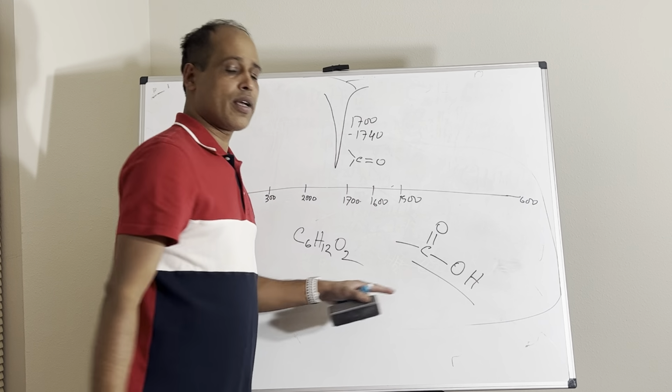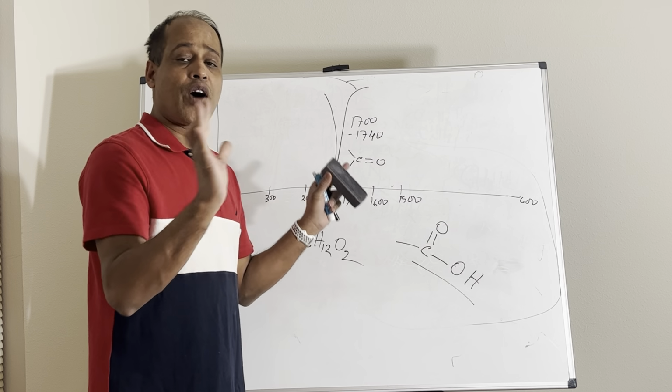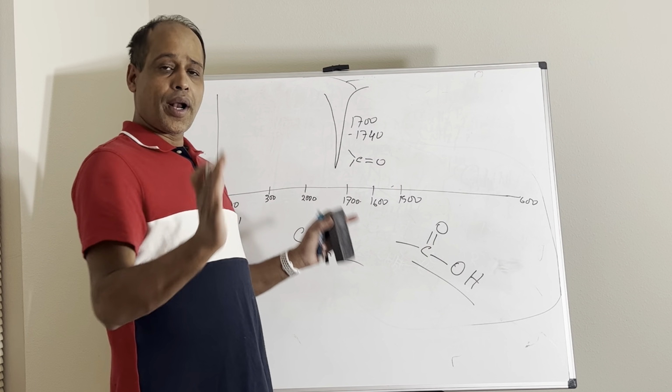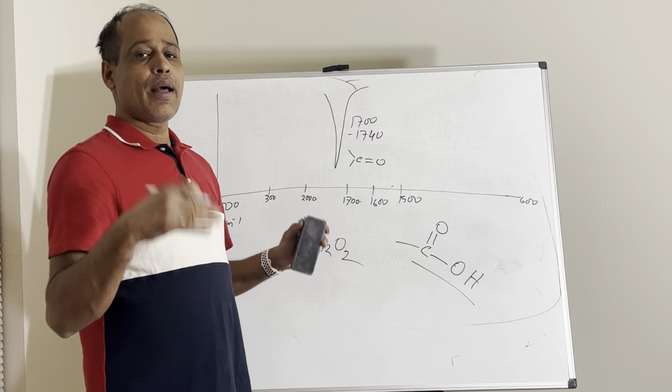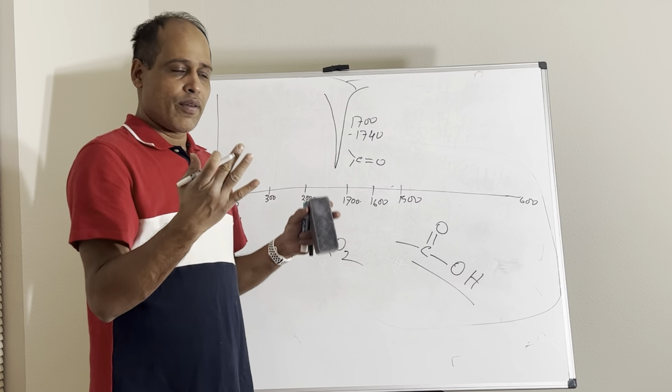So it is the carboxylic acid functional group. From the IR, you can only get information about the functional group, nothing else. So what are the functional groups present in the molecule? Then you can put together all the pieces to get the final structure.